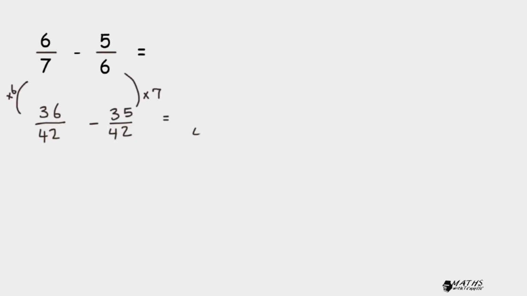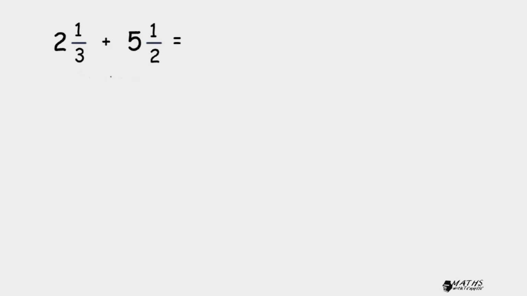Our denominator remains the same. 36 take away 35 is 1. So the final answer to 6/7 take away 5/6 is equal to 1 over 42.